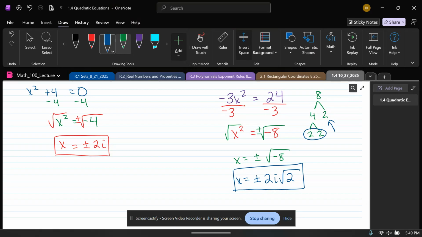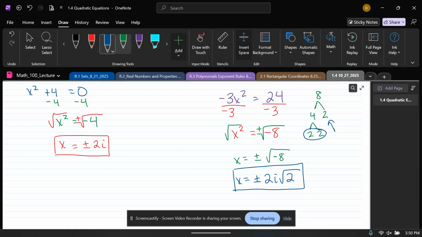Simplifying those radicals, it's going to be a thing. It shows up a lot from here on out in 100 and 110. We'll get plenty of practice at it. Hopefully we'll get better at it.